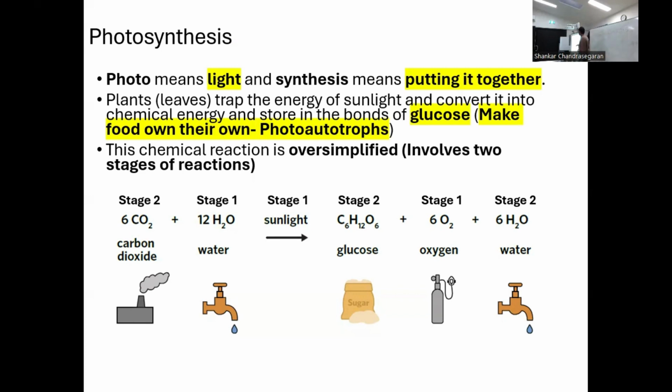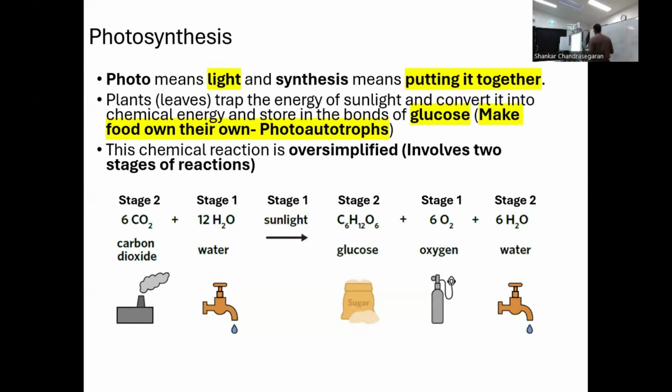What it does is that plants, specifically the leaf section of plants, trap that sunlight. It's in the form of chemical energy and stores it in bonds of glucose. That is the most simplified definition of photosynthesis, where plants absorb the sunlight and convert it into chemical energy to be stored in the bonds of glucose.